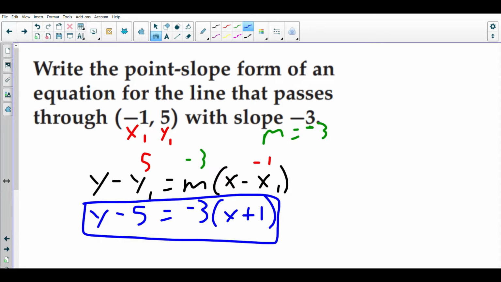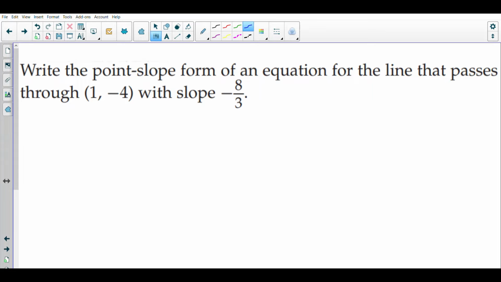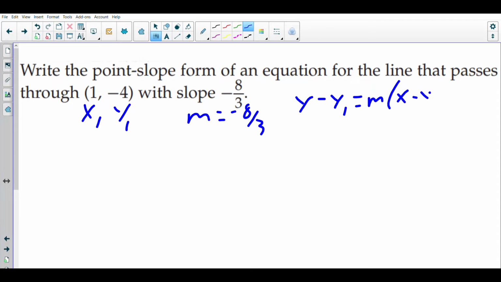So here we go. Let's do another one. Write the point slope form of an equation for the line that passes through 1, negative 4, and slope of negative 8 over 3. So here again, we have x1, we have y1, and we have m is equal to negative 8 over 3. So once again, y minus y sub 1 equals m times x minus x sub 1.